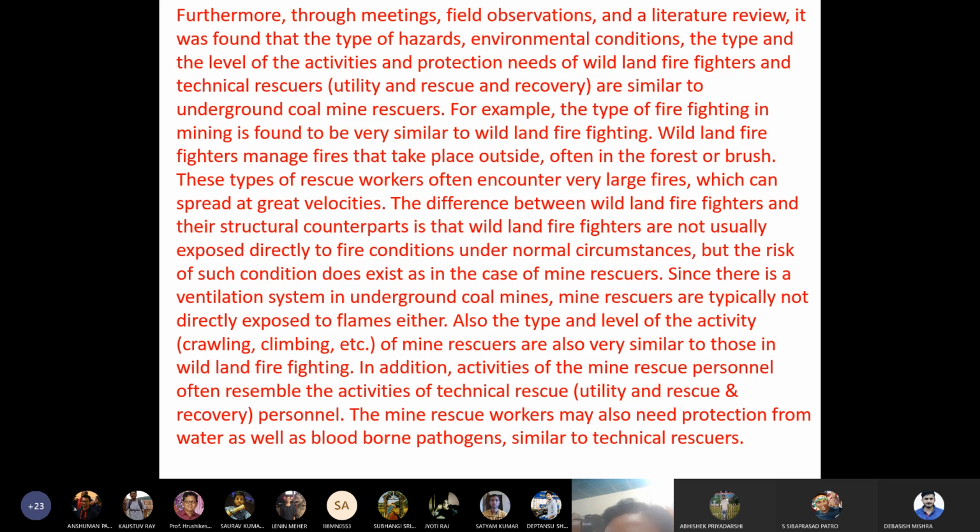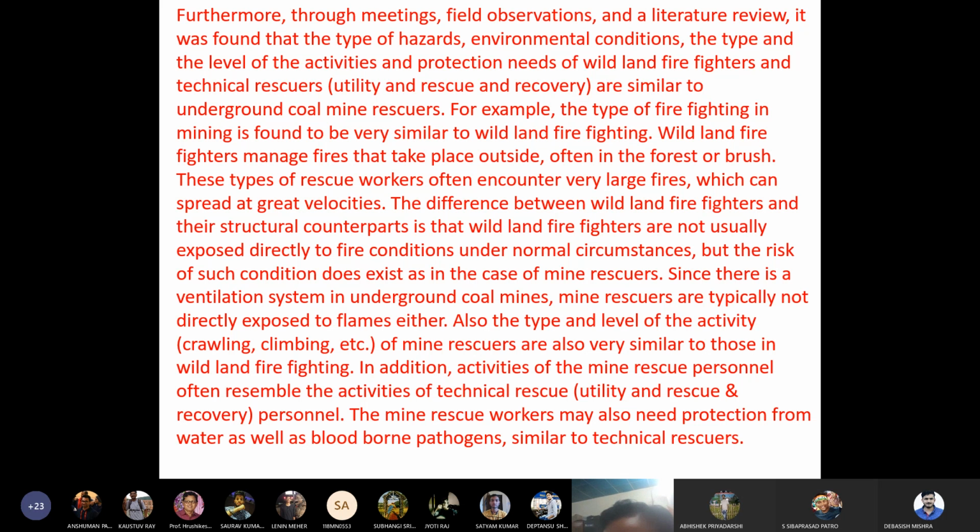Further, through meetings, through field observation, and through literature review, it was found that the type of hazards, the mine environmental conditions, the type and level of activities, and protection needs of wildland firefighters and technical rescuers are similar to underground coal mine rescuers. For example, the type of firefighting in mining is found to be very similar to wildland firefighting.